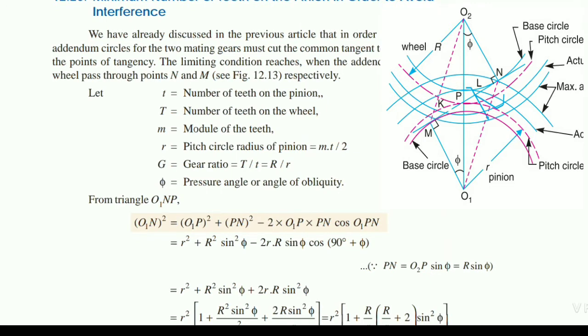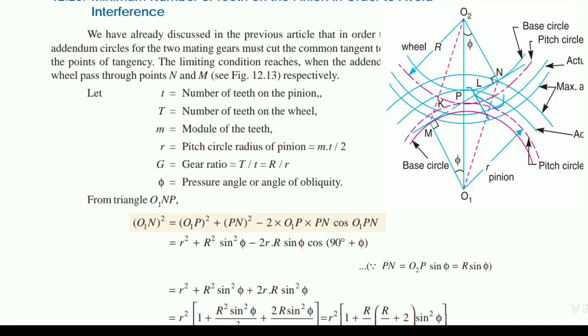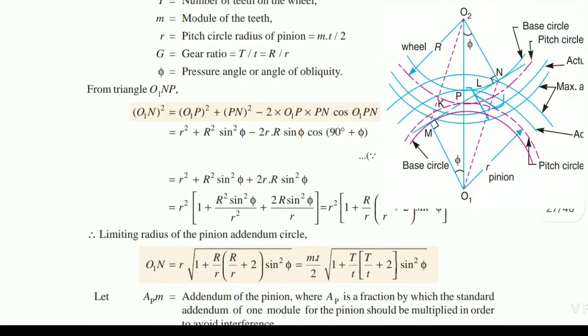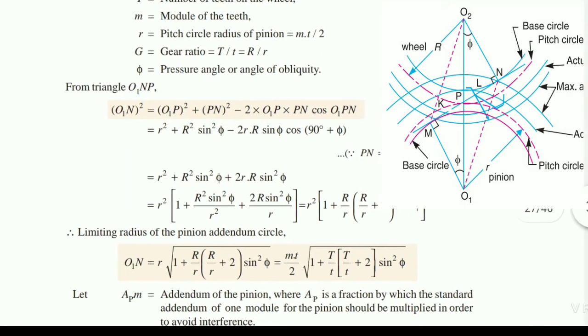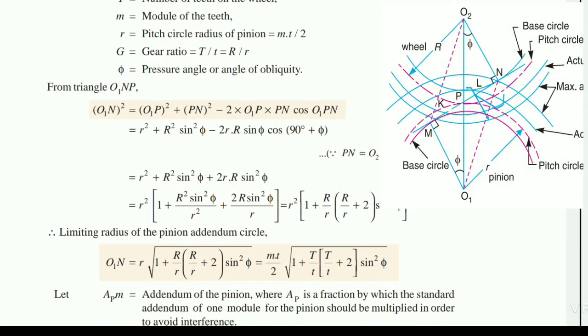Now the gear ratio is a constant again. Capital G is equal to capital T by small t, that is, the number of teeth on wheel by the number of teeth on pinion, or it is also equal to the pitch circle radius of the wheel by the pitch circle radius of the pinion. Phi is the pressure angle or the angle of obliquity. Now, first take the triangle O1NP in the figure.